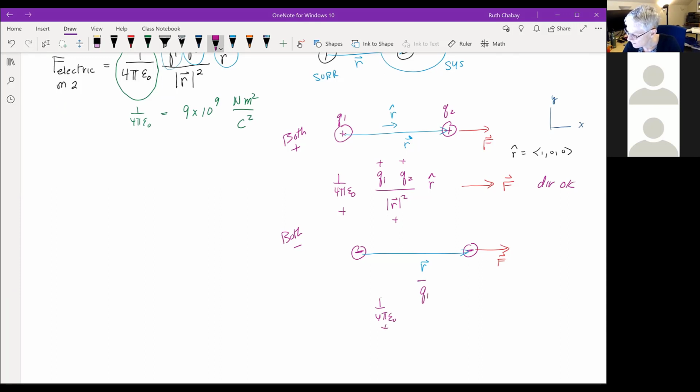q1 is negative, and q2 is also negative. The magnitude of r squared is positive. r hat is (0, 1, 0). And if we multiply two negative things together, we get a positive number. So in fact, this comes out to be positive, and we do indeed get a force in the direction of r hat, which is okay.